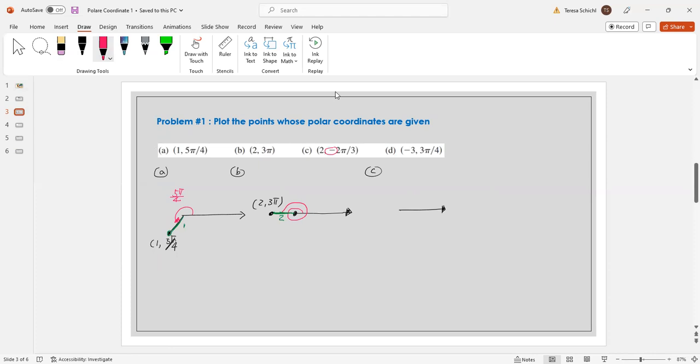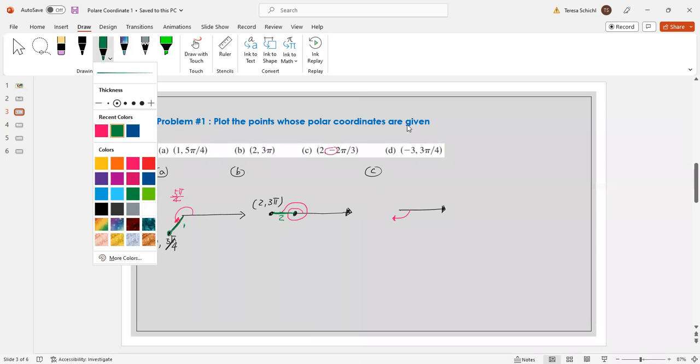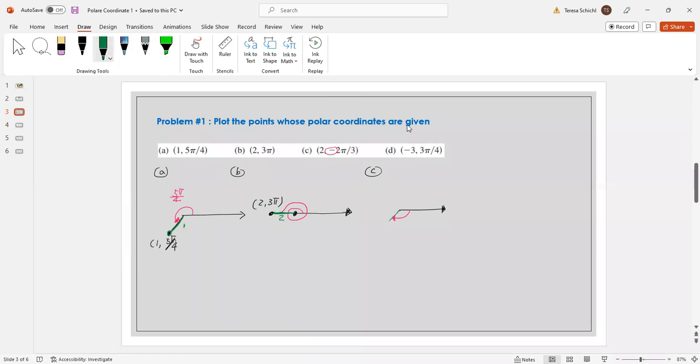The 2 pi over 3 is about 120 degrees, so it's a little bit bigger. And so I'm going to go here. Right, so I'm going to start here. This is 2 pi over 3, but because it is swinging clockwise, it is negative. Then where is 2 here?